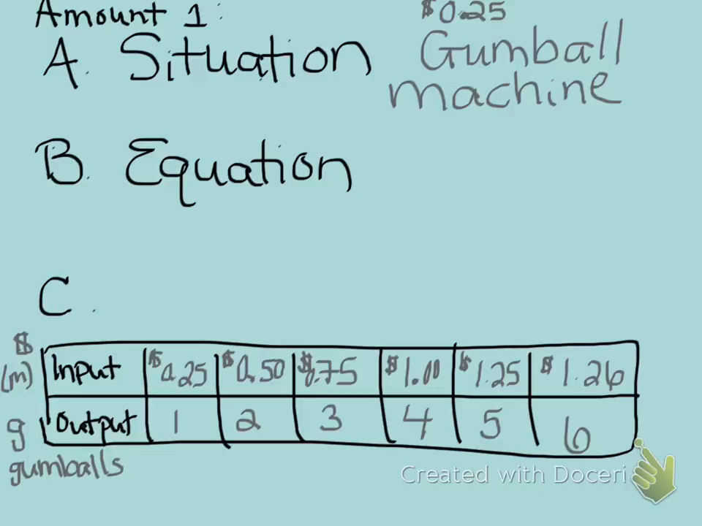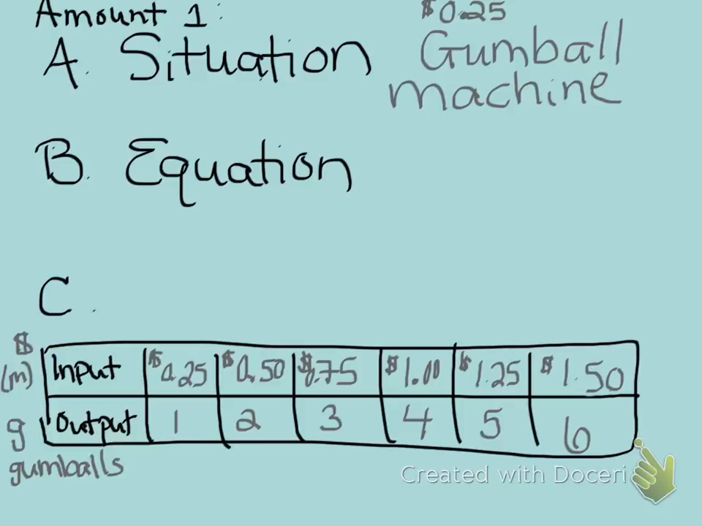So for your table, think about how much money you are putting in for your first amount and how many of your item you would get for that amount. If you want to do yours right now, you can pause the video, because I'm going to move on to equations, and then press play when you're ready for equations. Okay, and for equations, I just realized I made a mistake. This shouldn't be $1.26. This should be $1.50.